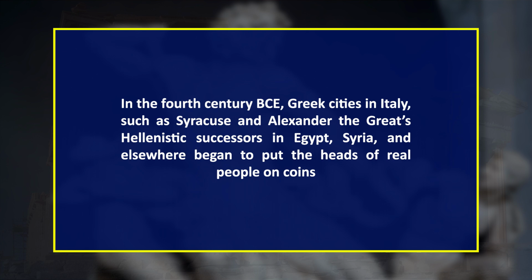In the 4th century BCE, Greek cities in Italy such as Syracuse and Alexander the Great's Hellenistic successors in Egypt, Syria and elsewhere began to put the heads of real people on the coins. On the reverse of their coins, the Greek cities often put a symbol of the city, for example, an owl for Athens, a dolphin for Syracuse, and so on. Inscriptions on coins first appeared in Greek times, and all of these traditions were later carried on by the Romans.